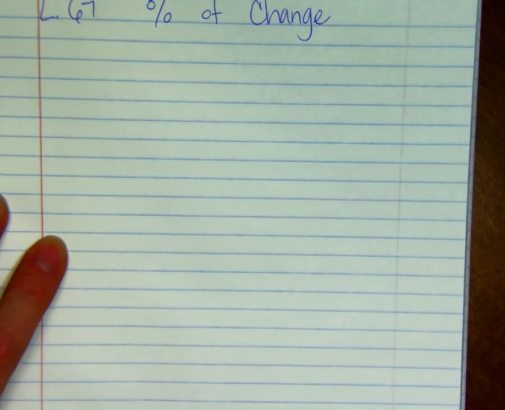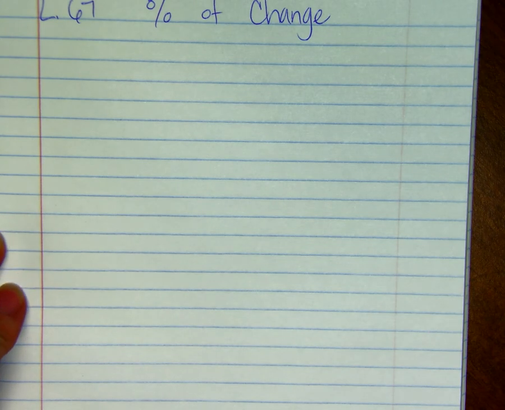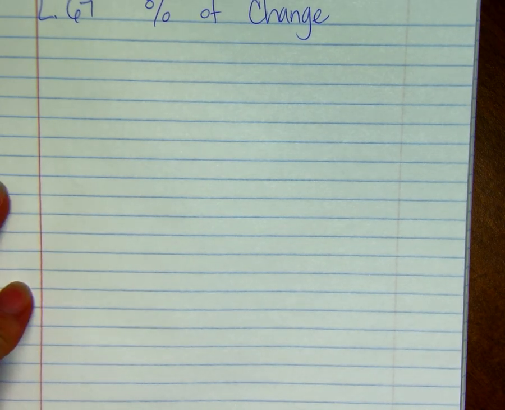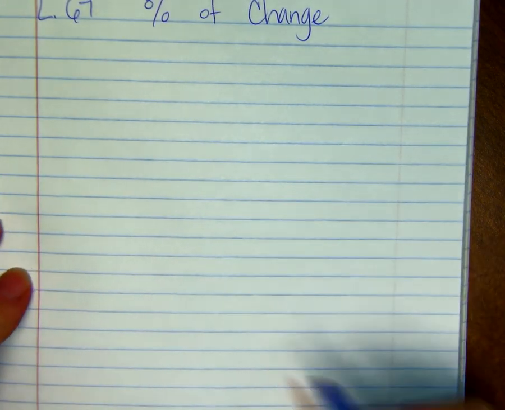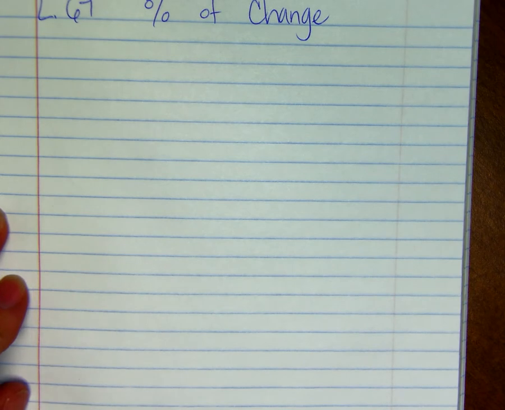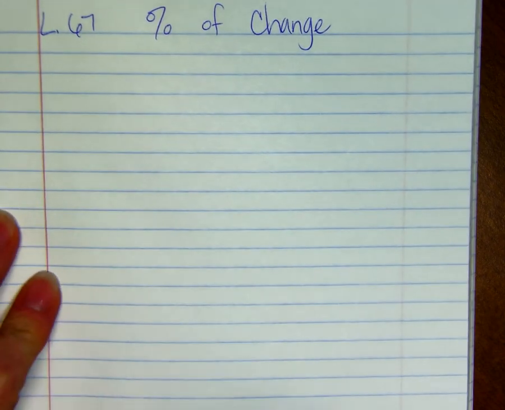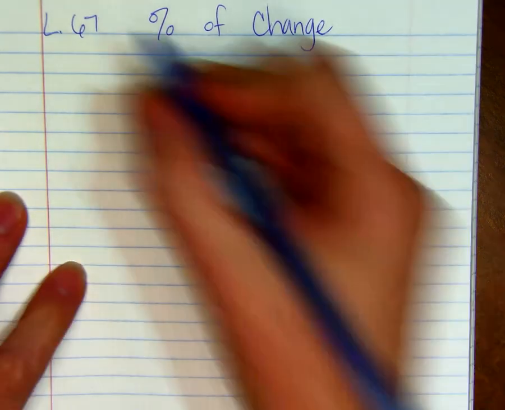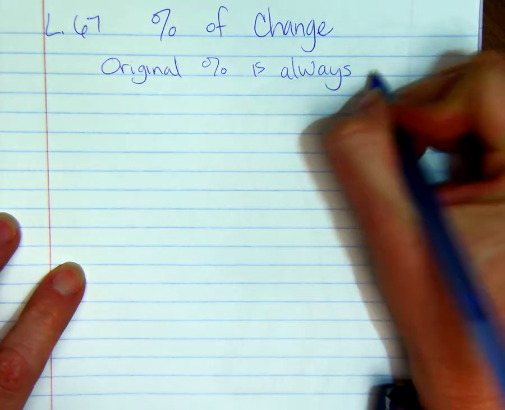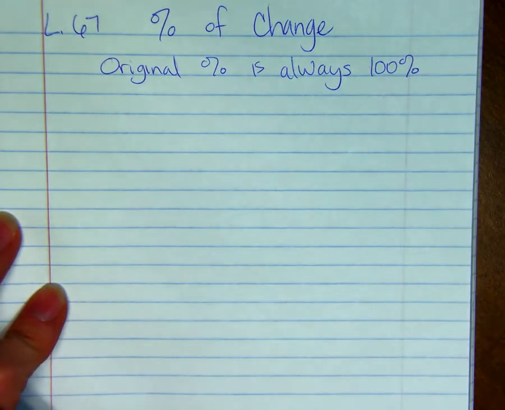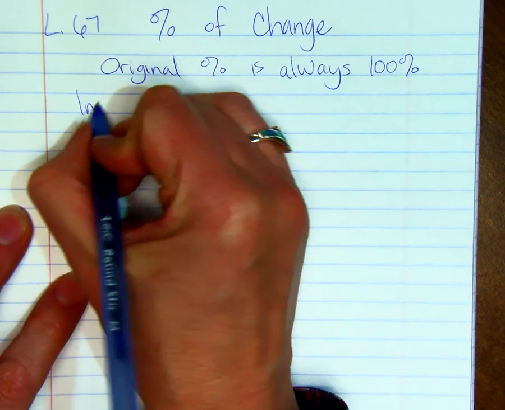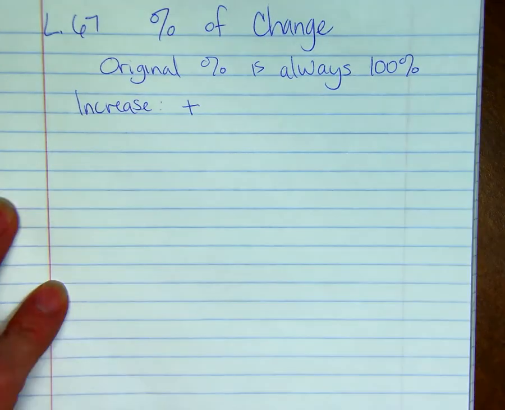Percent of change is just like if we're starting out at a certain amount, let's say $15, and then we want to increase to $25, what percent is it from 15 to 25? Or if we reduce from 15 to $10, what was the percent of change that it was decreased? So the original percent is always considered 100%. So if there is an increase, that means we're going to be adding on to our 100%.